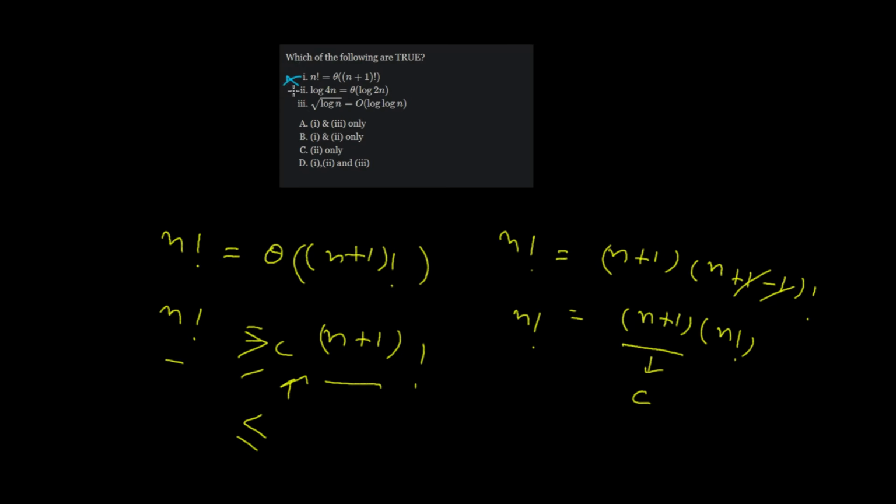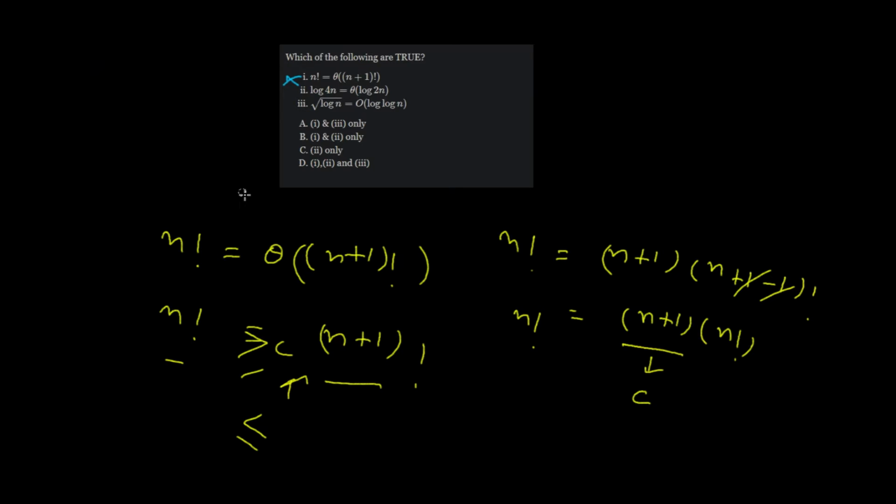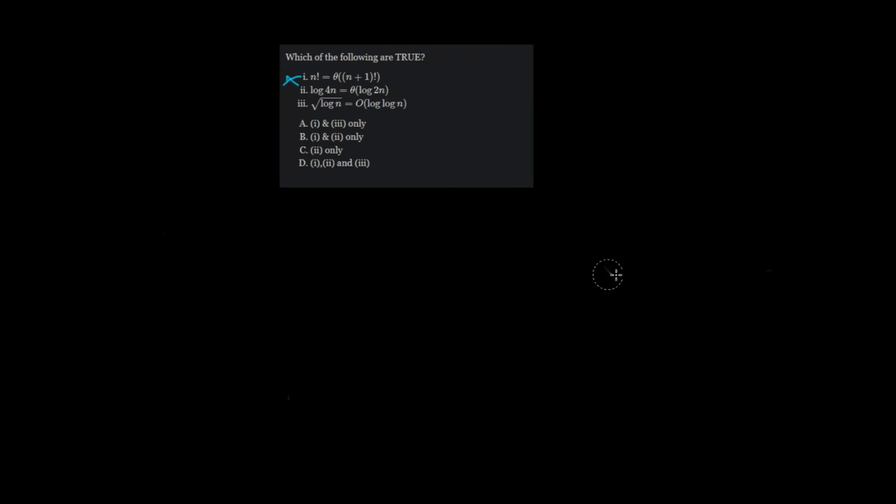Let's look at the third one. For that we need to erase. Where is the eraser? Can you see? Yeah, there it is. Okay, so let's move to the third one.